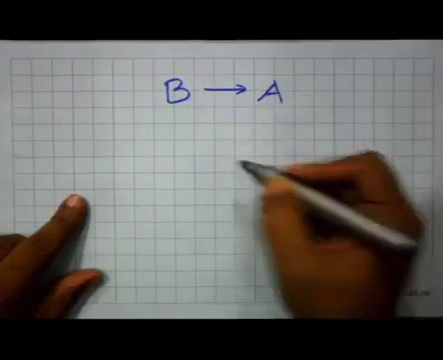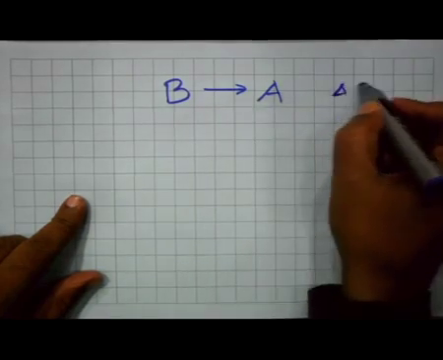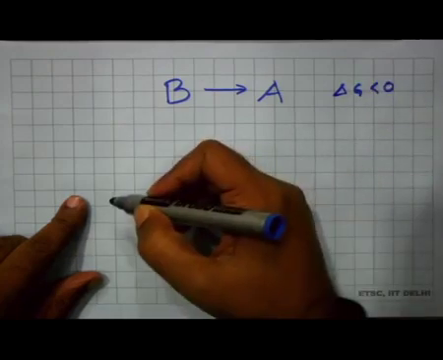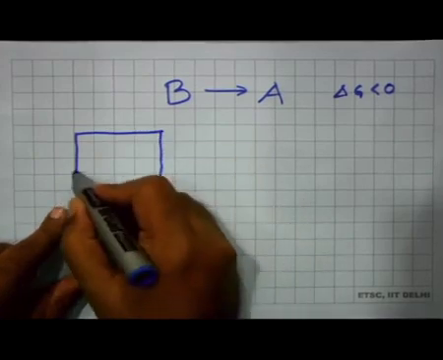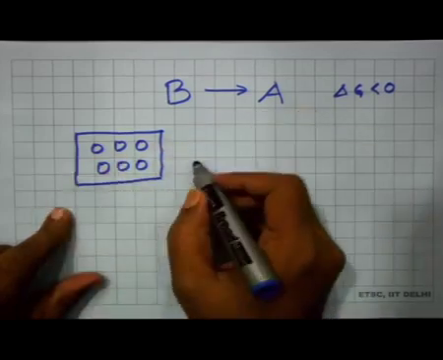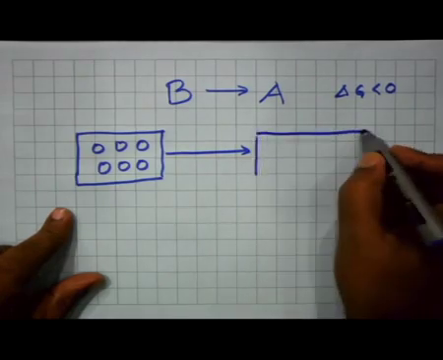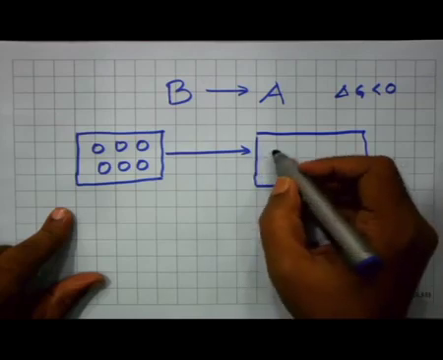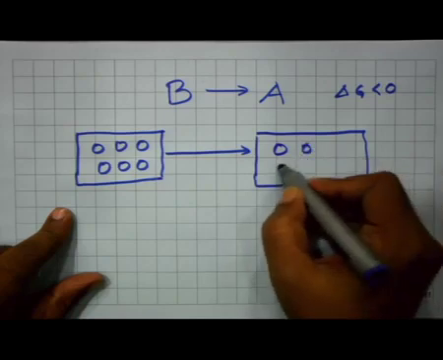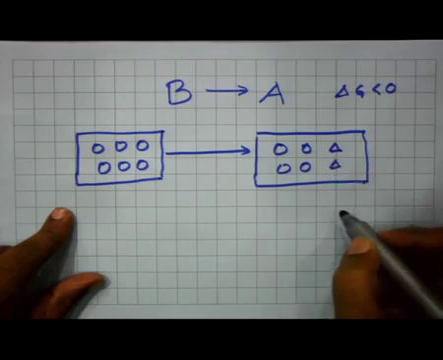Now, take the reverse reaction, B to A. What will happen? Again B to A is also spontaneous. So, what does that mean? Delta G for this process will be less than 0. So, suppose I start with B. Only B molecules are in the container and we leave it for some time. What I will see is B is going to A, and suppose again 2 molecules of B go to A.